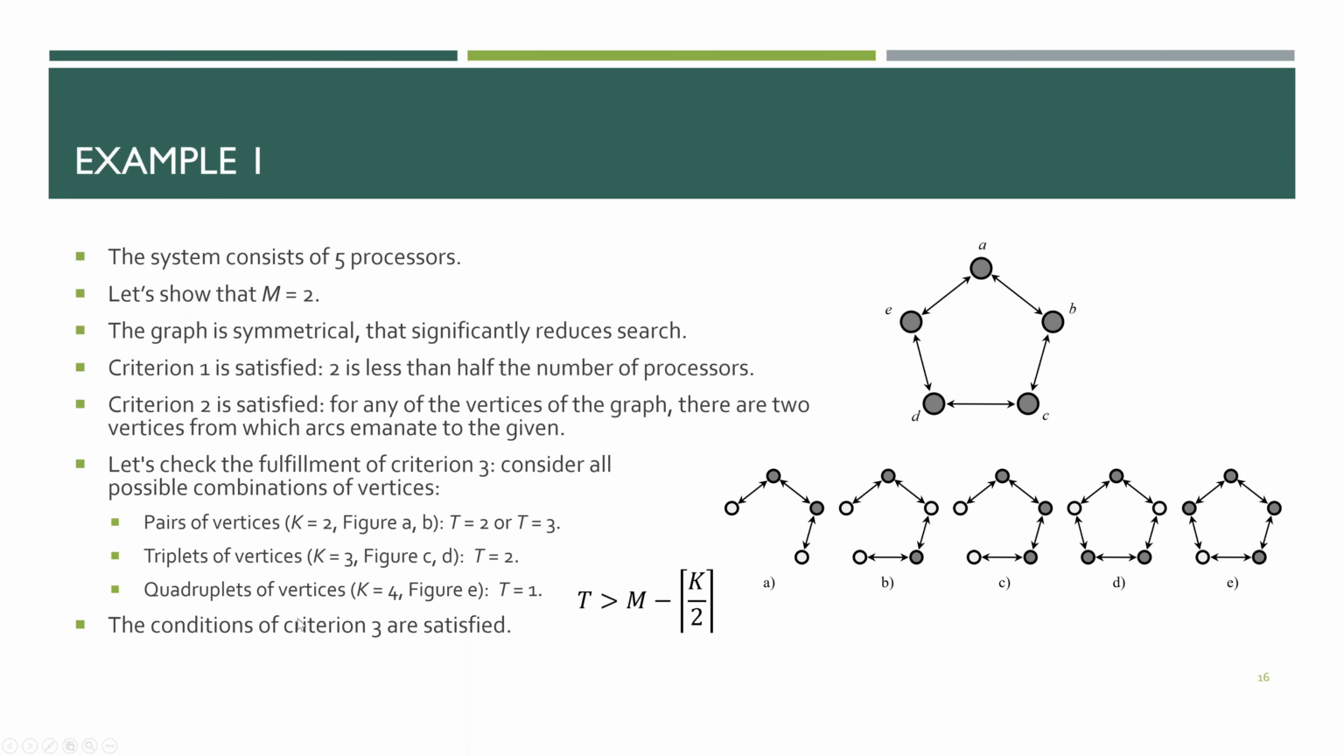And for different quadruplets of vertices, k is equal to 4, figure E, t is equal to 1, and it also corresponds to the criterion. So the conditions of criterion 3 are satisfied, and the value of m is really equal to 2. We can see it is the maximal possible value for this system.